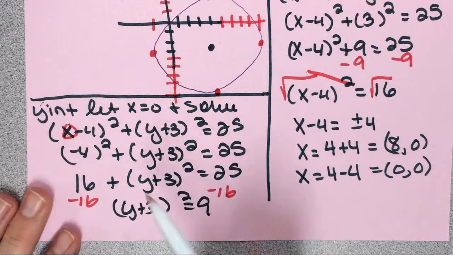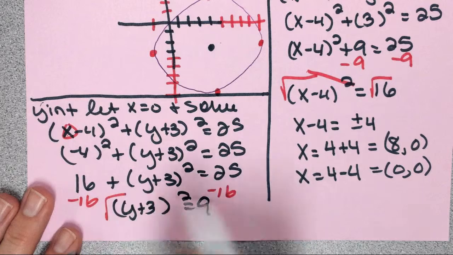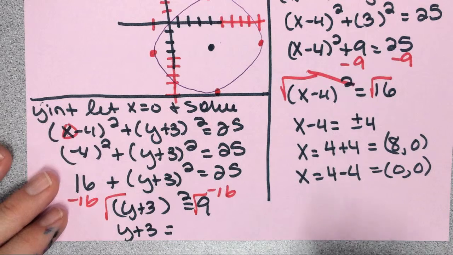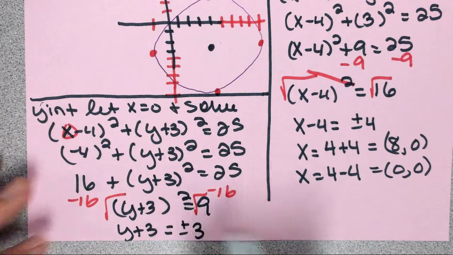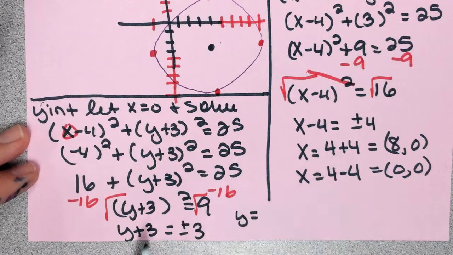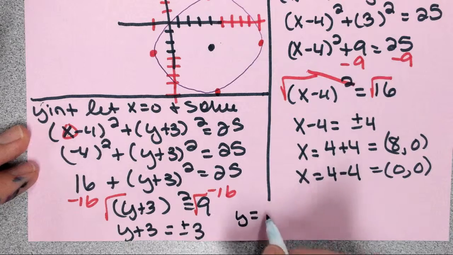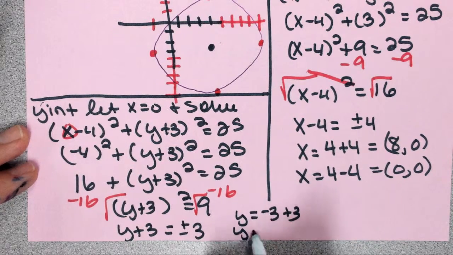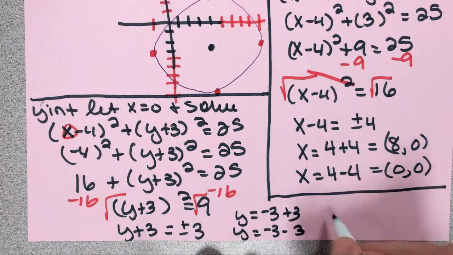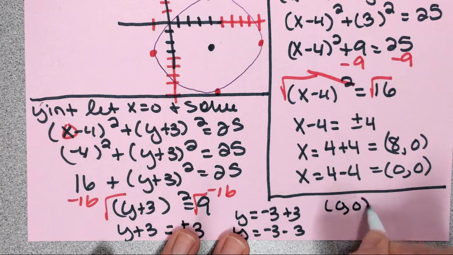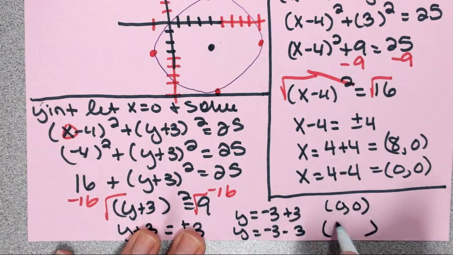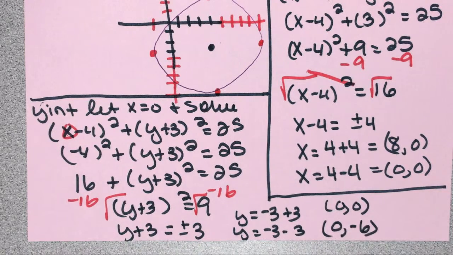Then what do you do? Square root. So we have y plus 3 equals, what's the square root of 9? There we go, plus or minus 3. So how many problems do we really have? 2. How do you get rid of a plus 3 right here? So you have negative 3 plus 3, and you have negative 3 minus 3. What is negative 3 plus 3? So we have a y-intercept at (0, 0). What is negative 3 minus 3? So my second y-intercept is at (0, negative 6).